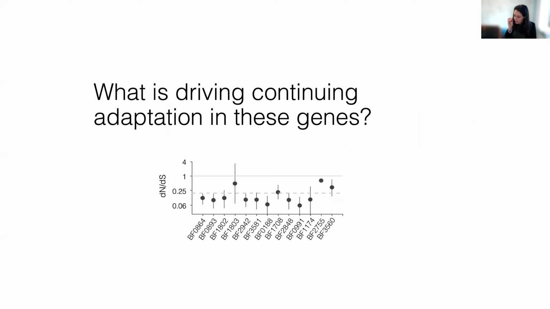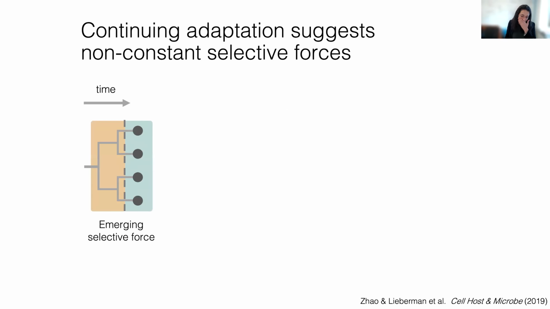Right? So on long time scales, what we see is that if we look at dN/dS in these same genes, we see a signature of purifying selection. So on long time scales, there's this pressure to stay the same, but on short time scales, there's this pressure to change the amino acid sequence within individuals. So what's going on, right? Why is there still this ongoing adaptation in these key genes?